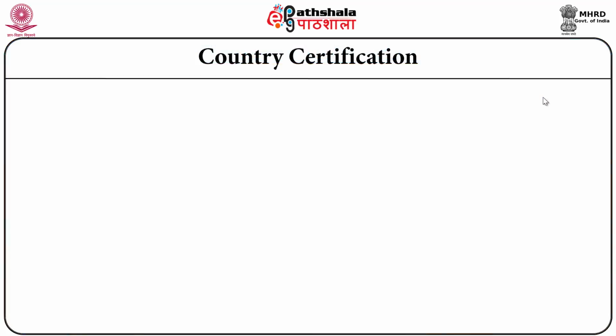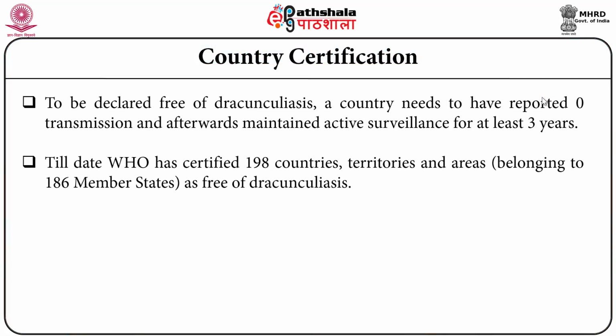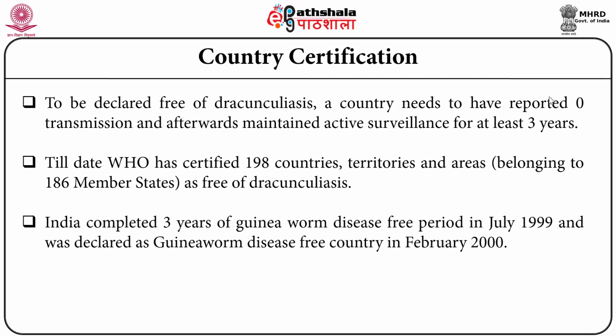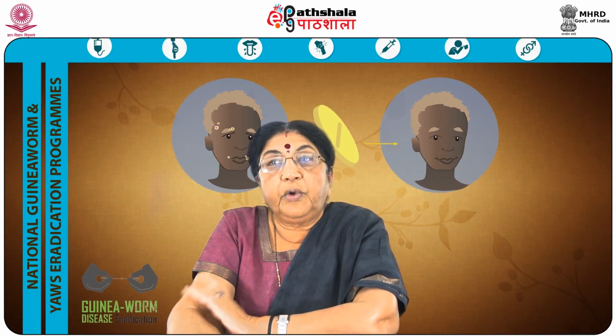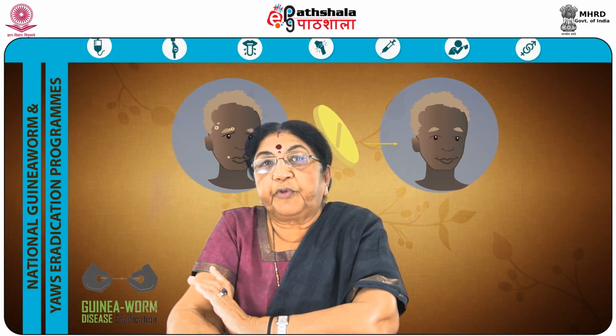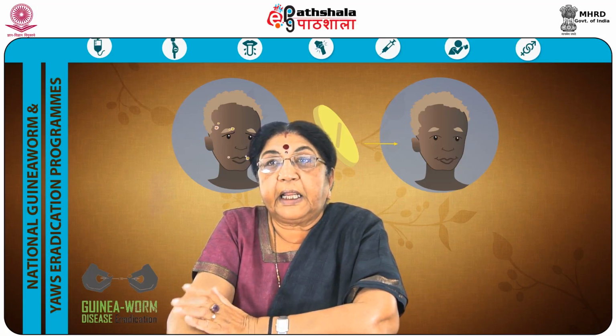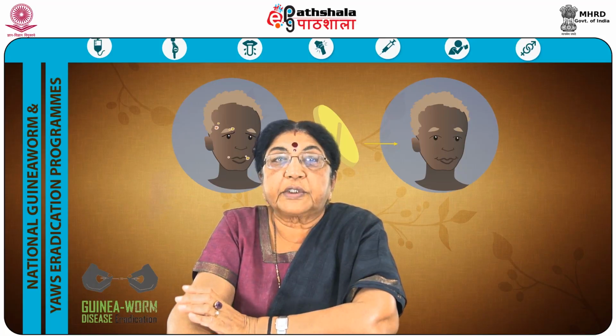Now, country certification. What does this mean? This means that for a country to be declared free of dracunculiasis, a country needs to have reported zero transmission and afterwards maintain active surveillance for at least 3 years. That means no case should be reported for 3 years before we can say that the disease has been eradicated from that particular country or state.